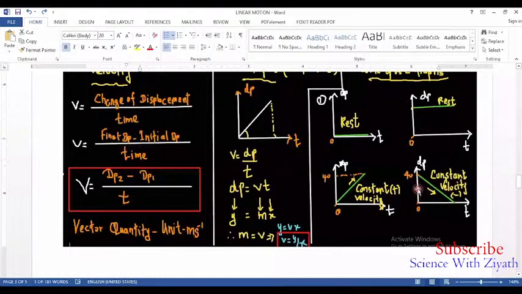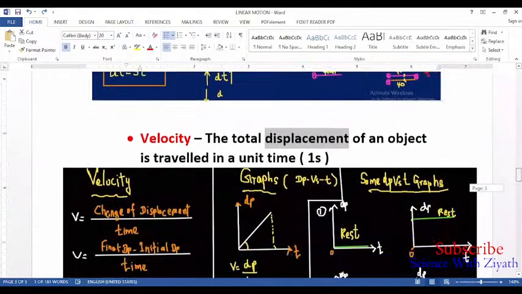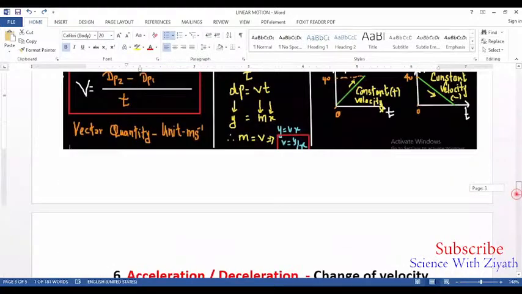You must know these graphs. Without knowing these graphs, you can't do these questions. Very important. So that's why I have created very short notes to understand.